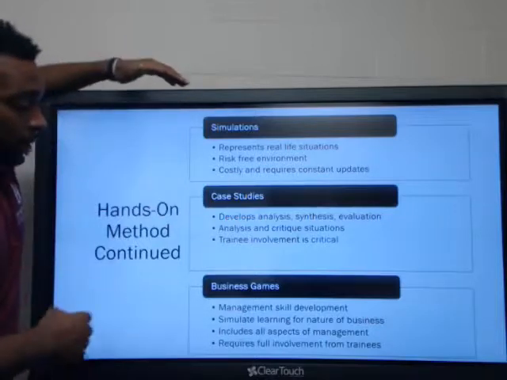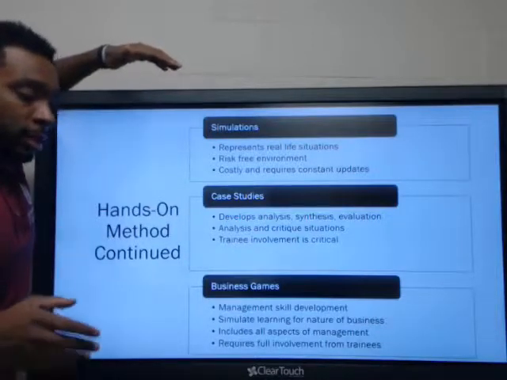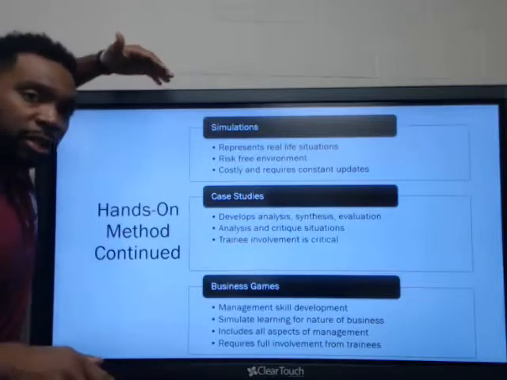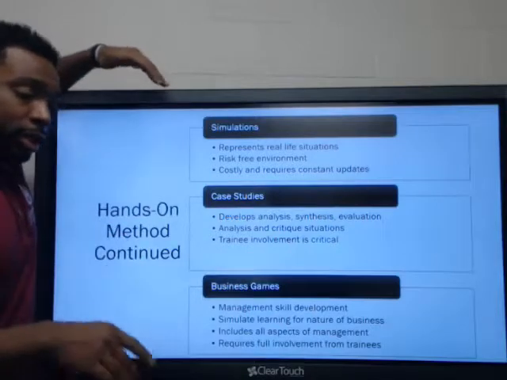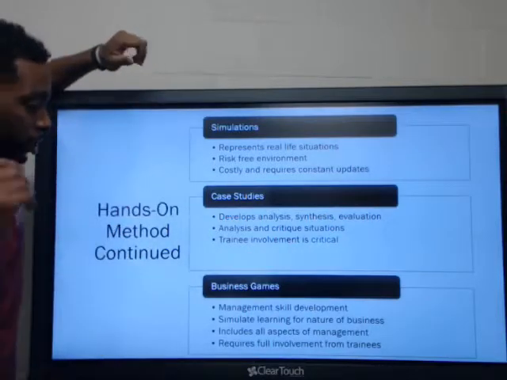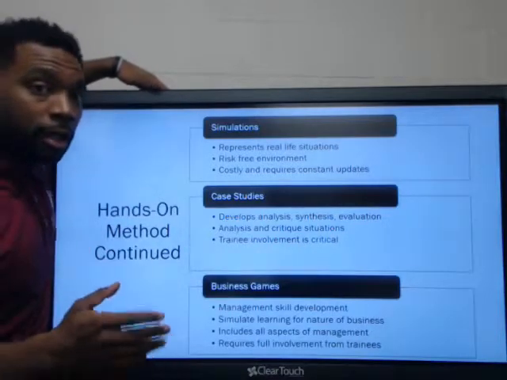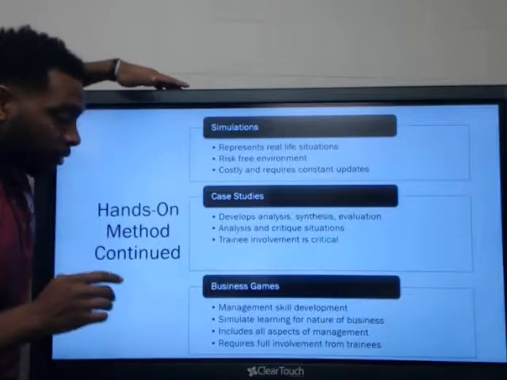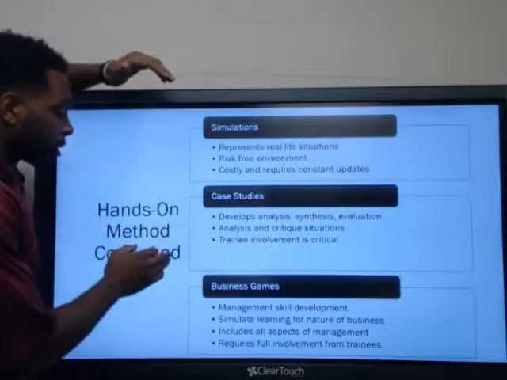Okay, it includes all aspects of management because some of these games could be designed and developed specifically towards that training and development in the management system. And again, our drawback is if you don't get full involvement, it's not going to work, guys. So we got to make sure we get full involvement from the trainees on these programs.